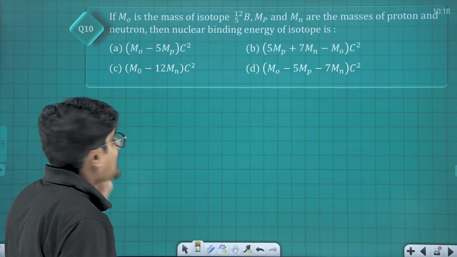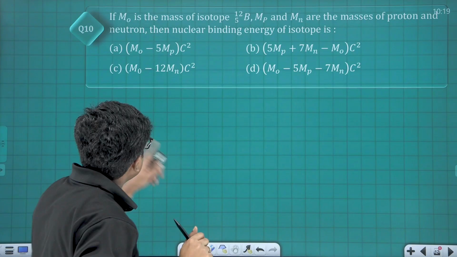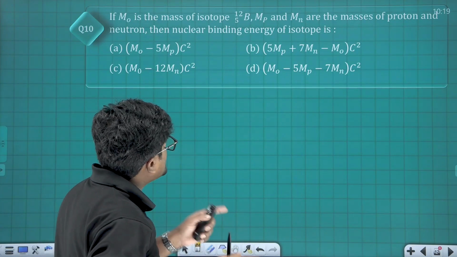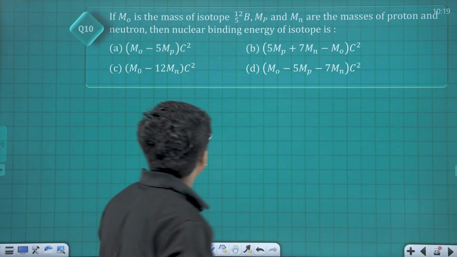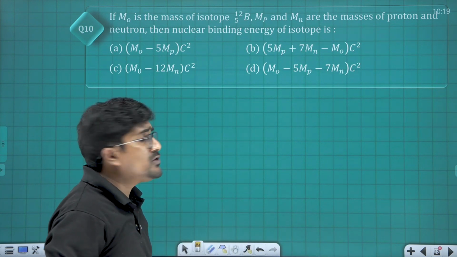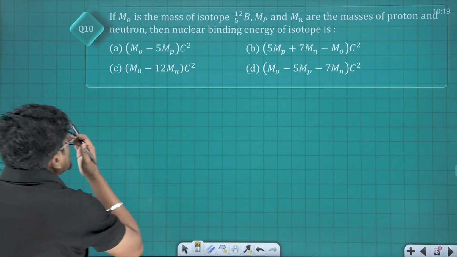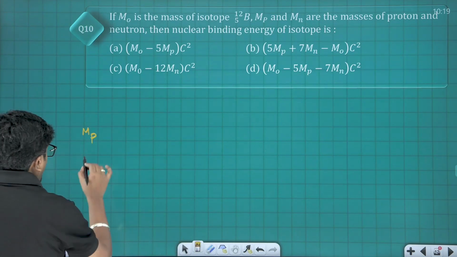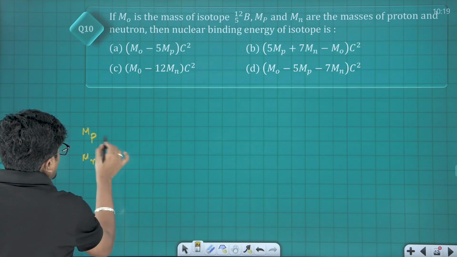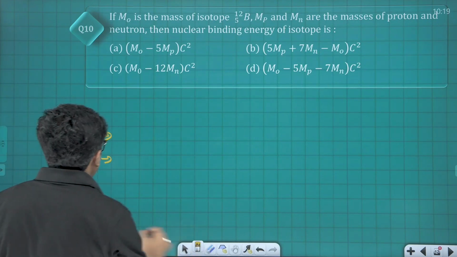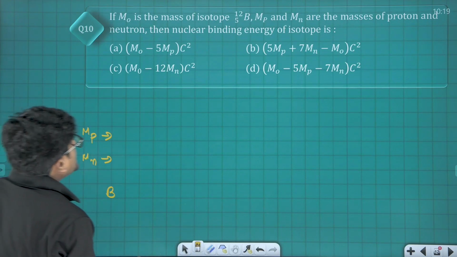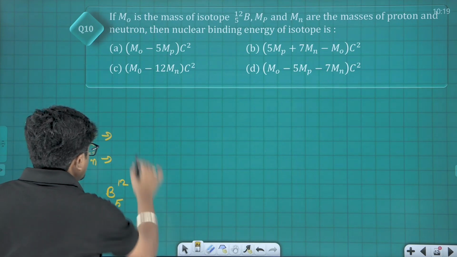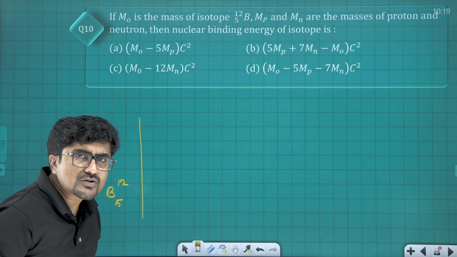Moving to the next, that is question number 10. The question says, if M suffix O is the mass of the isotope B 5 12, M suffix P and M suffix N are the mass of proton and neutron, then the nuclear binding energy of the isotope is. So here M suffix P can be taken as mass of proton, and M suffix N is the mass of neutron. And here the isotope is given as B 5 12.